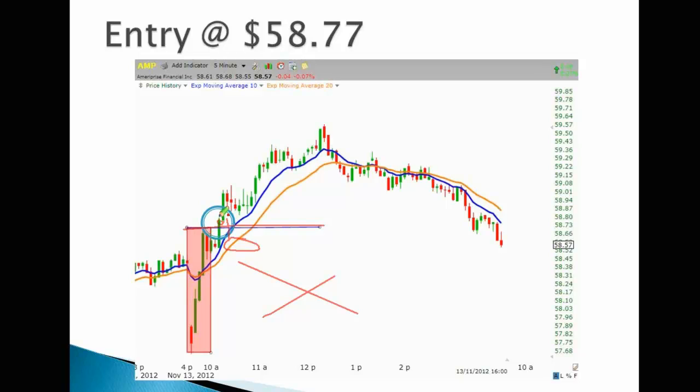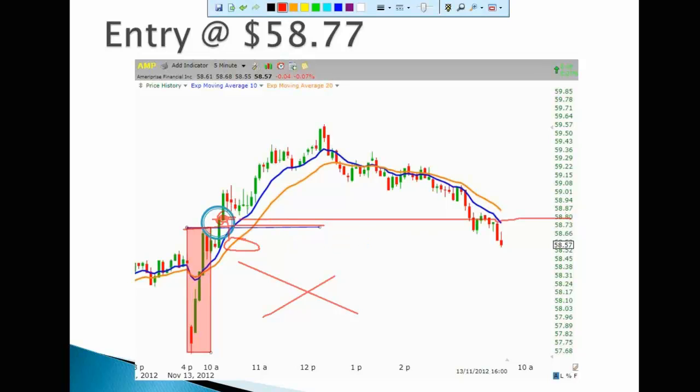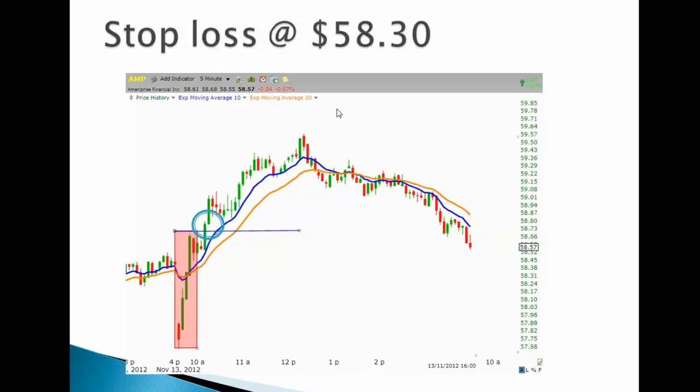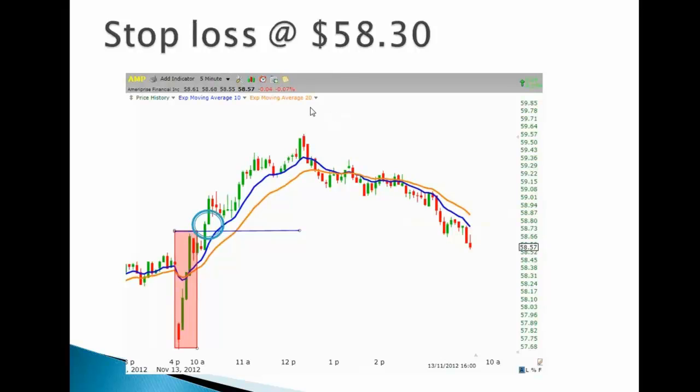So what we're looking for on the next bar is a break of that 5-minute bar. Essentially, that is the best way to manage the trade: waiting for a break of the bar and entering on that next bar. Okay, so this bar here was 58.77, and that was our entry. Our stop loss was at 58.30.